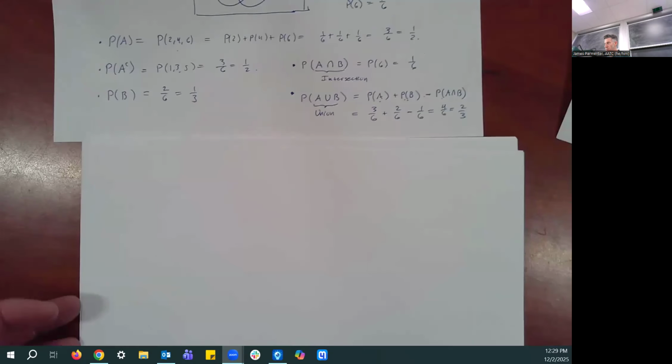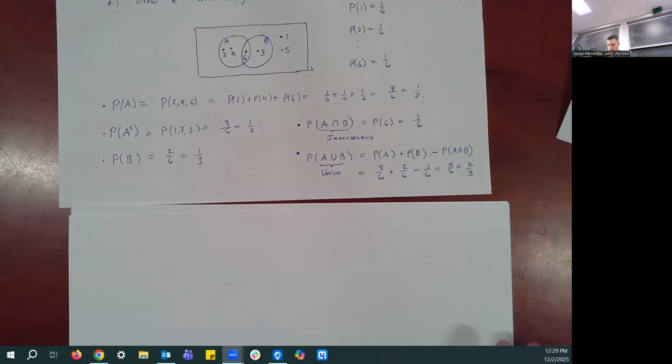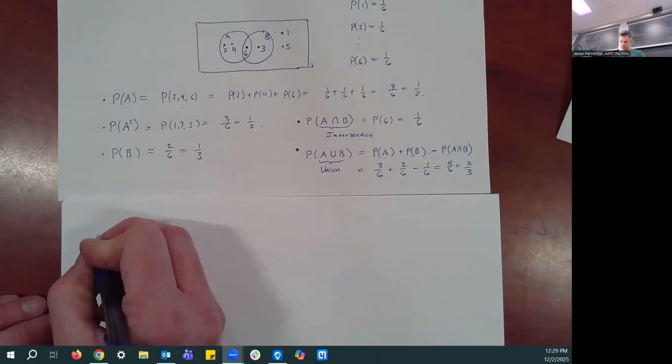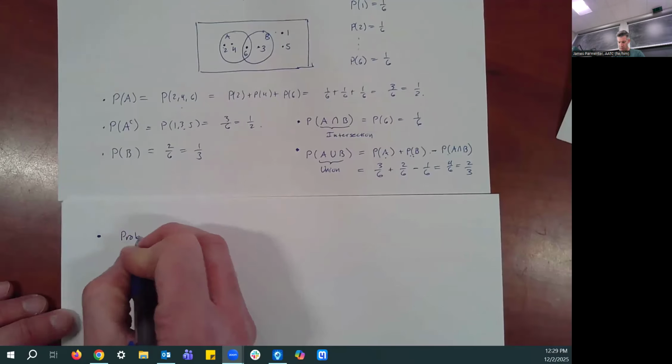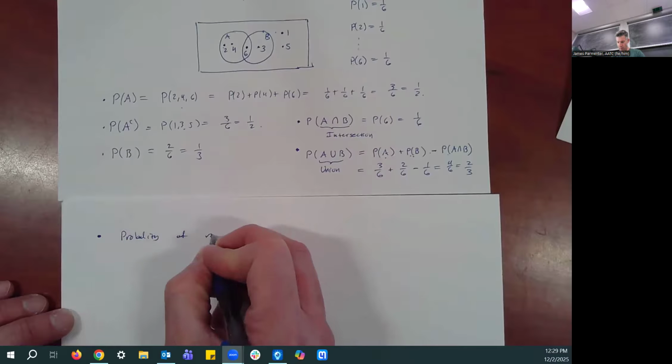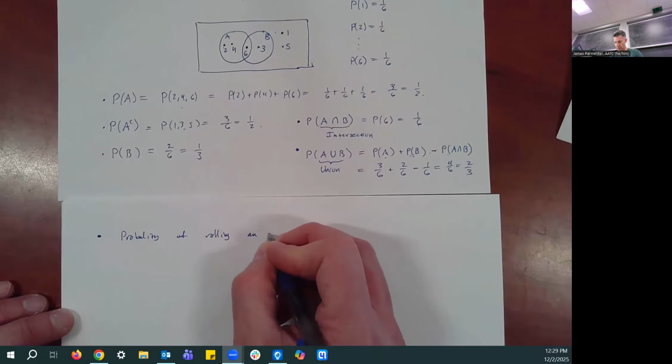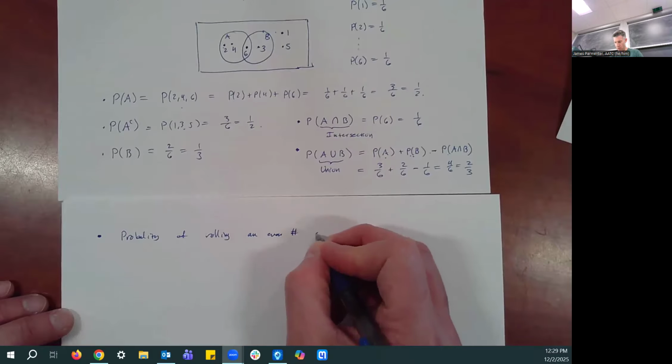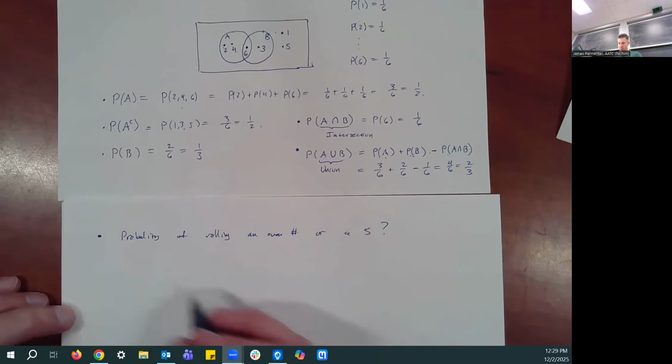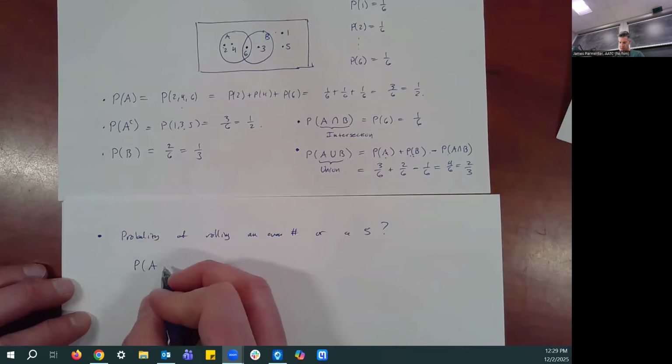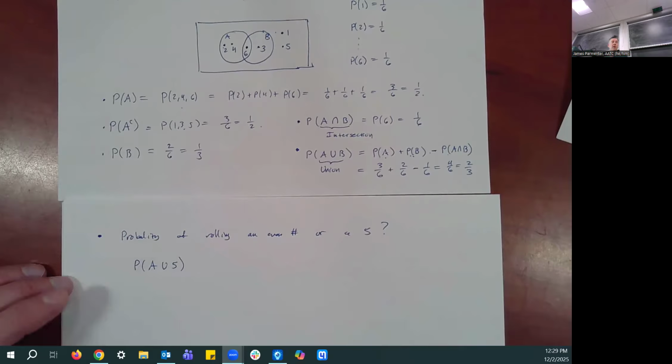So, a couple other things to say here. What's the probability of rolling an even number or a 5? In other words, what's the probability of either event A happening or rolling a 5? Something else I should say while we're here: when you say the word or in math or statistics, we usually associate that with a union. So A or B means A union B. We can be in A or in B or both.